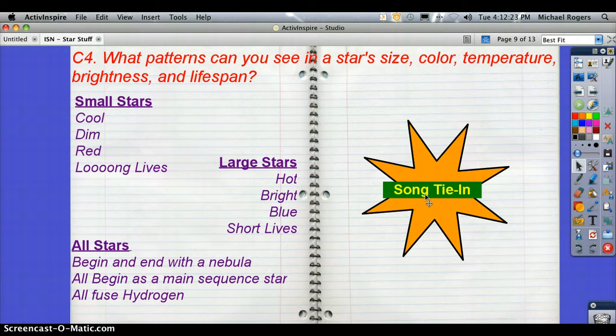And I would recommend a song tie-in. So maybe grab your favorite song, and if you see the connection in the lyrics, print off your lyrics, put them in here, and then just on the margins write how it relates to the page over here on the left. So that's your review in a nutshell of all of the ISN for star stuff.